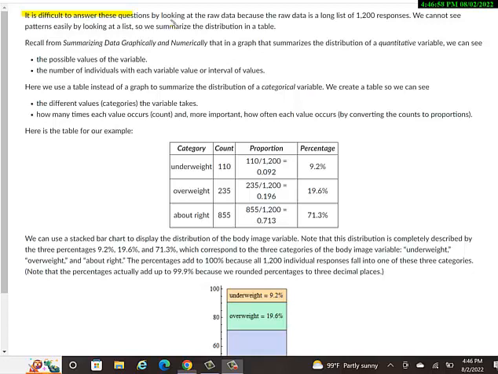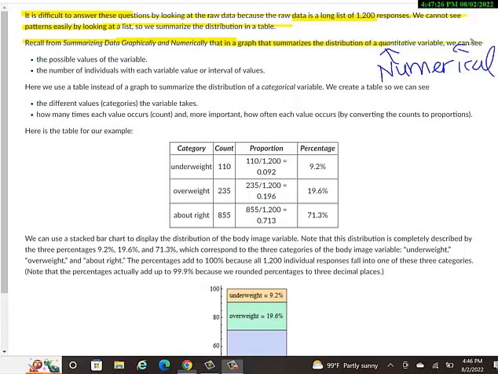It's difficult to answer these questions by looking at the raw data because the raw data is a long list of 1,200 responses. We can't see patterns easily by looking at a list, so we summarize the distribution in a table. Recall from summarizing data graphically and numerically that in a graph that summarizes the distribution of quantitative variables, so remember quantitative variables, that's a variable that's represented by a number, or numerical, I guess.